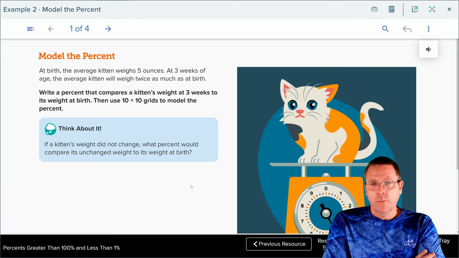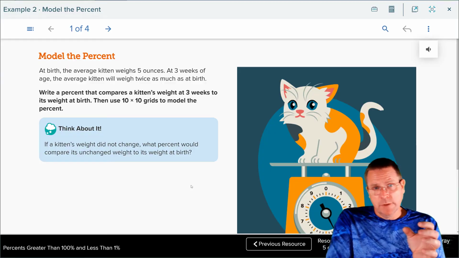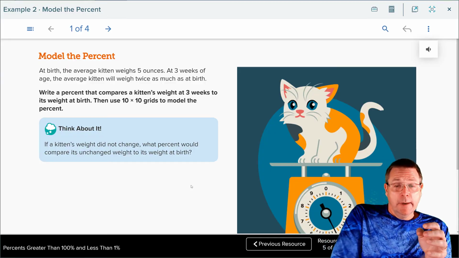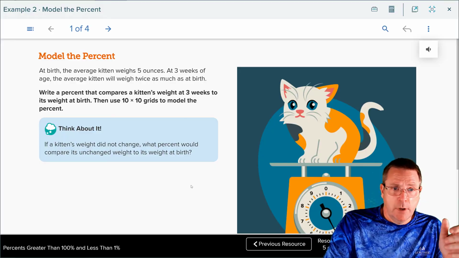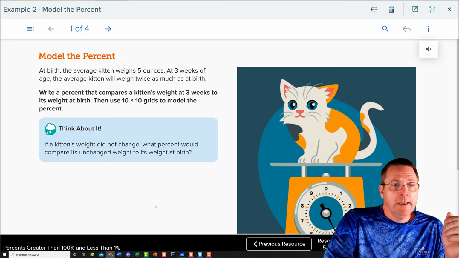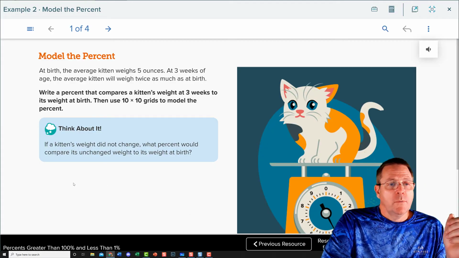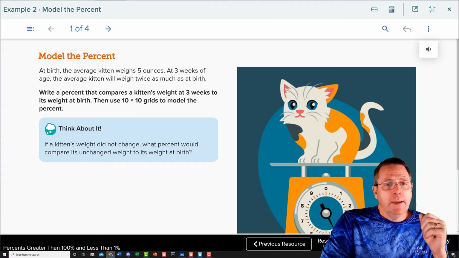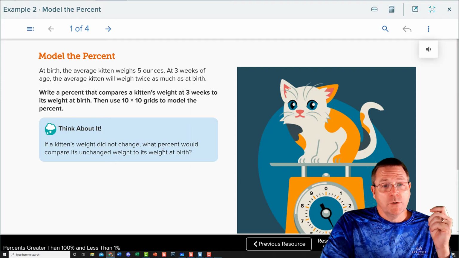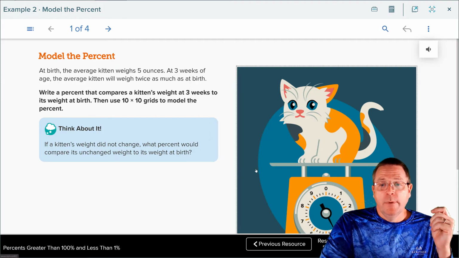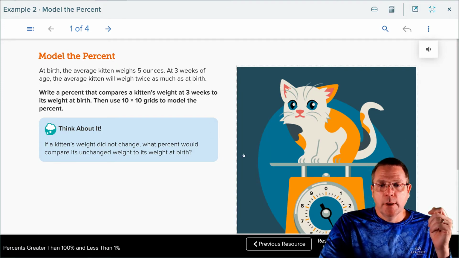Well, we know that it weighed 5 ounces at birth, and that it weighed twice as much, and twice 5 is 10, when it was 3 weeks old. If the kitten's weight did not change, what percent would it be compared to its unchanged weight at birth? It would be, oops, I did not mean to do that.